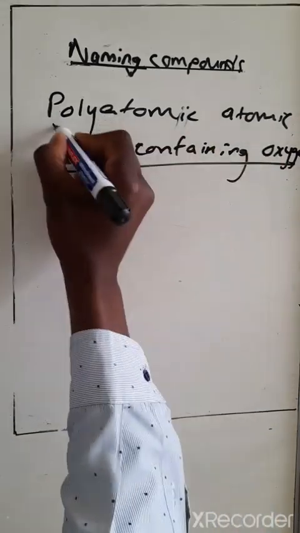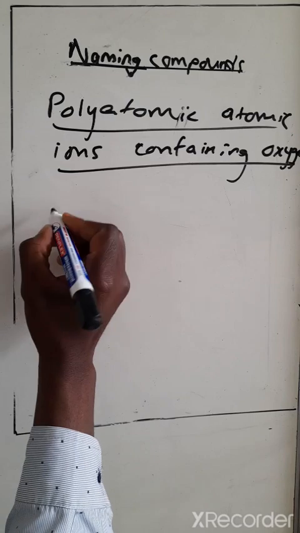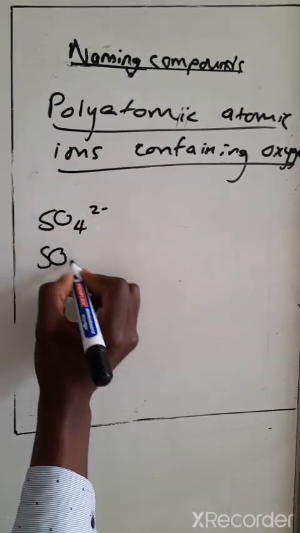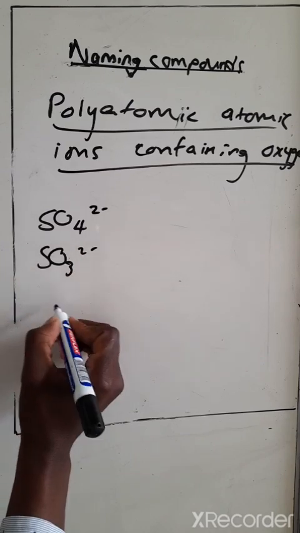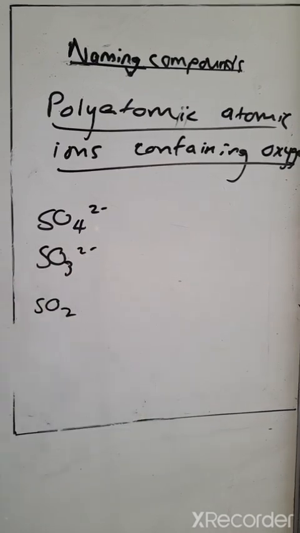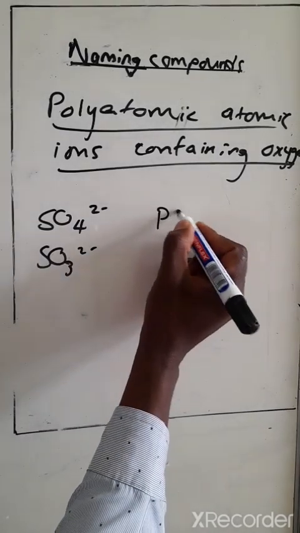Okay, now let me quickly write them. Let's start with the sulfate, sulfide, and then the sulfur dioxide. Okay, I cannot put this. I'm only talking about ions in this case.